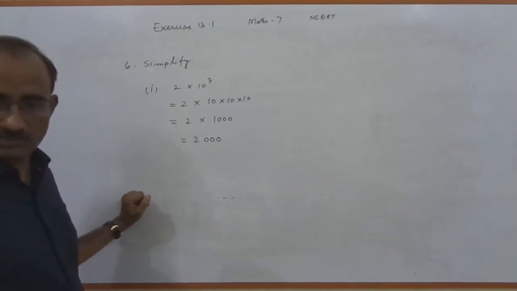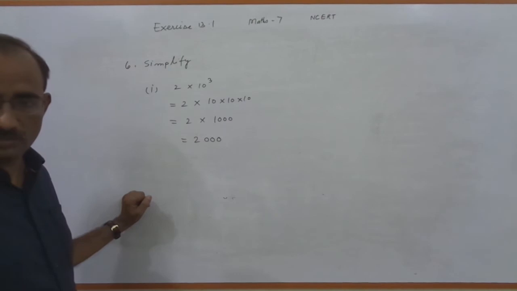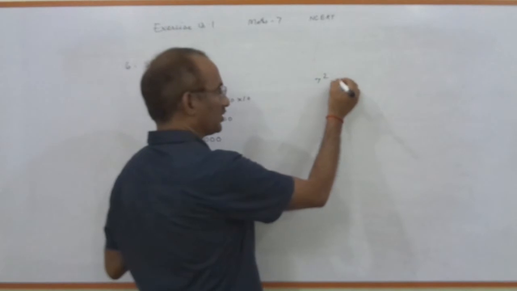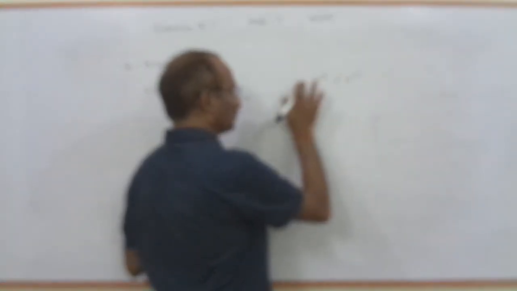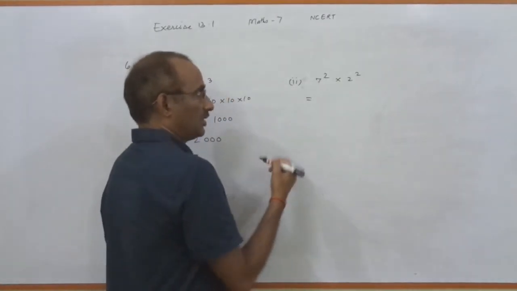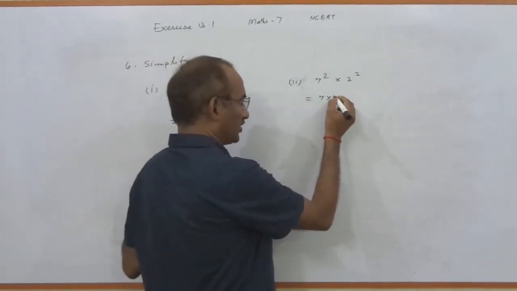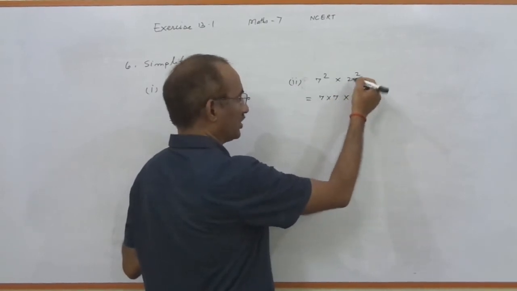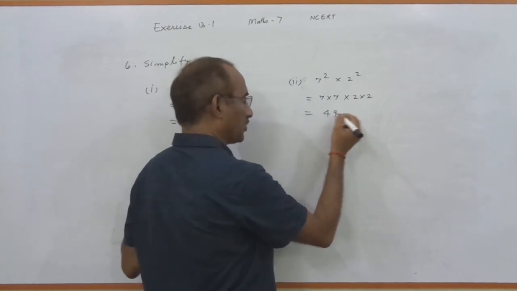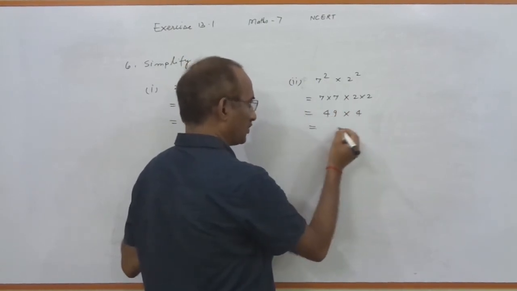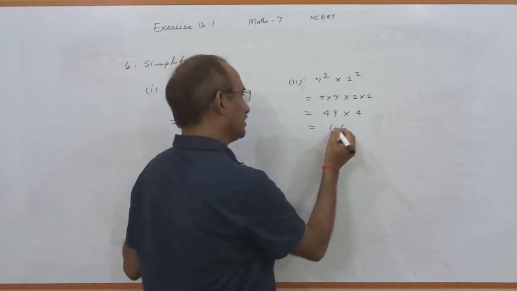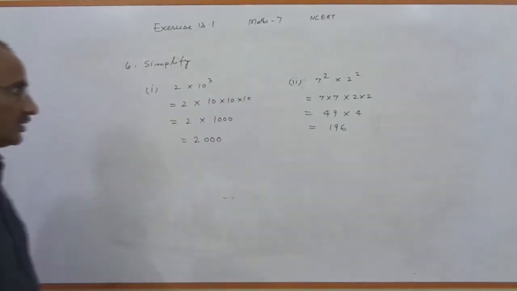The second question is 7 power 2 and 2 power 2. 7 raised to the power of 2, so we can write 7 into 7, and 2 raised to the power of 2, so we can write 2 into 2. So this is 49 multiplied with 4, which gives 196. So this is our answer.